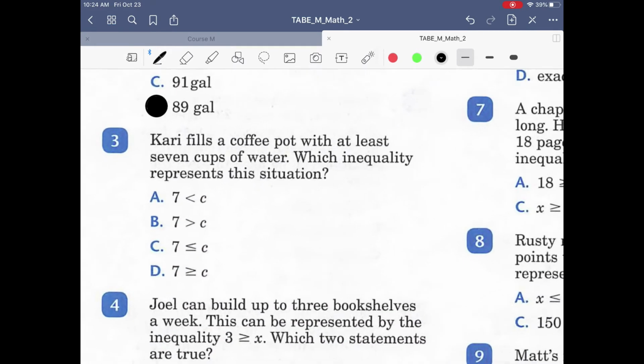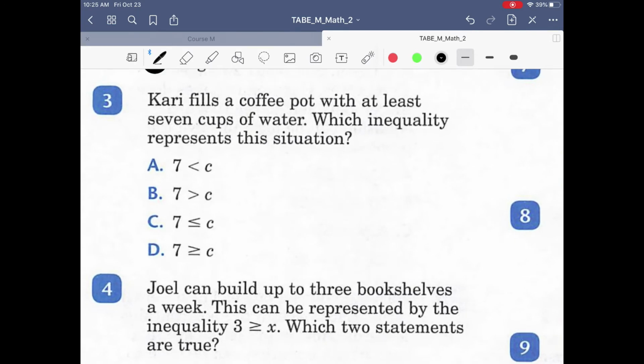Number 3. Carrie fills a coffee pot with at least 7 cups of water. Which inequality represents the situation? So at least 7. At least 7. So remember what we talked about in the lesson. What does at least mean? At least means greater than or equal to 7.